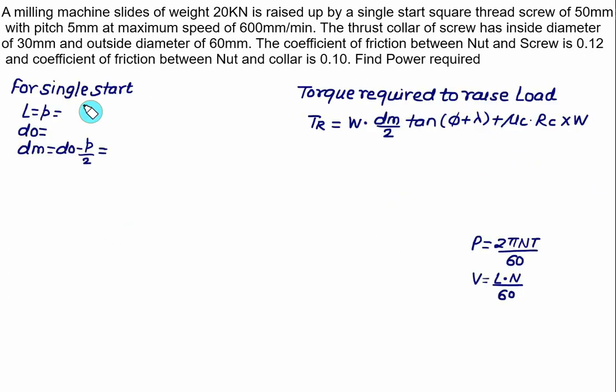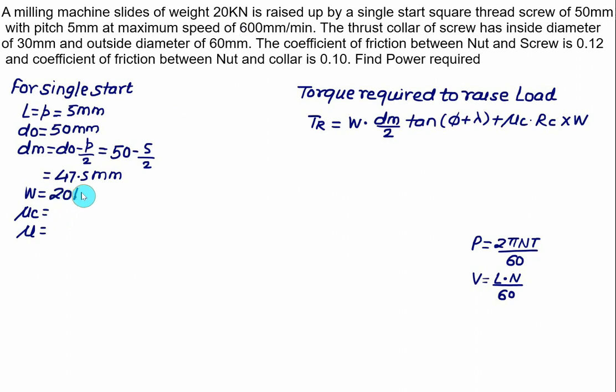We have given here a single start thread, and therefore lead is equal to pitch, equal to 5 mm. Outer diameter is given as 50. If we know the outer diameter, then we can calculate the mean diameter as do minus p by 2. This time we have 50 minus 5 by 2, that is equal to 47.5 mm. The load W that we want to lift is equal to 20 kilonewton.